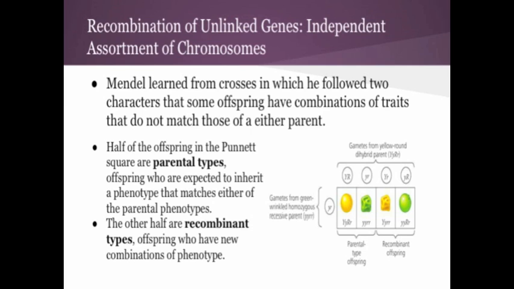Recombination of unlinked genes, independent assortment of chromosomes. Mendel learned from crosses in which he followed two characters that some of the offspring have combinations of traits that do not match those of either parent. Half of the offspring in the Punnett square are parental types, offspring who are expected to inherit a phenotype that matches either of the parental phenotypes. The other half are recombinant types, offspring who have new combinations of phenotypes.